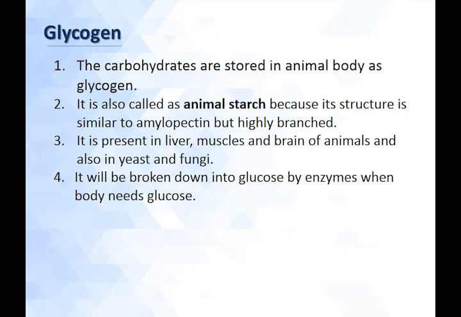We come to glycogen. The carbohydrates are stored in the animal body as glycogen. It is also called animal starch because its structure is similar to amylopectin but highly branched. It is present in liver, muscles and brain of animals and also in yeast and fungi. It will be broken down into glucose by enzymes when the body needs glucose.